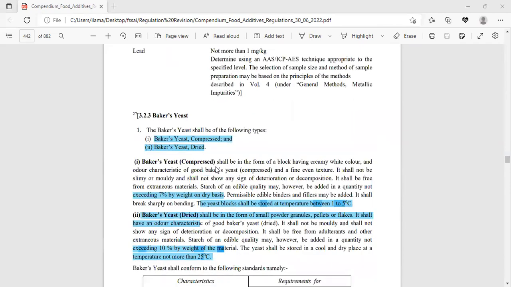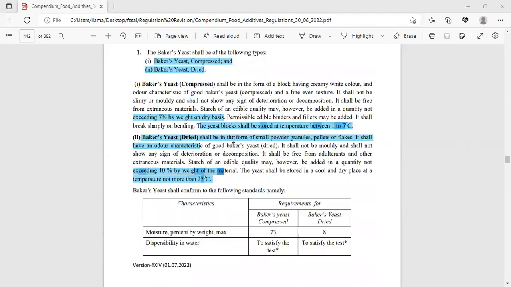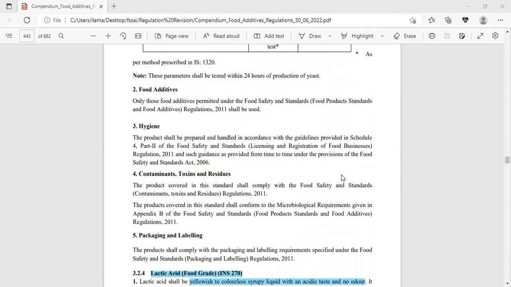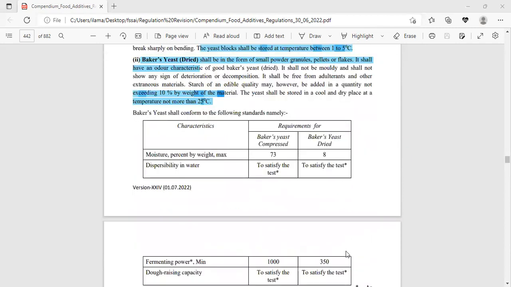Here, baker's yeast is of 2 types: compressed yeast and dried yeast. Just know the difference between compressed and dried. Here the dry weight basis is 7% for compressed, and for dried it exceeds 10% by weight. The storage temperature also varies: for compressed it is 1 to 5%, and for dried it is not more than 25%. And just go through what all the fermenting powers are.